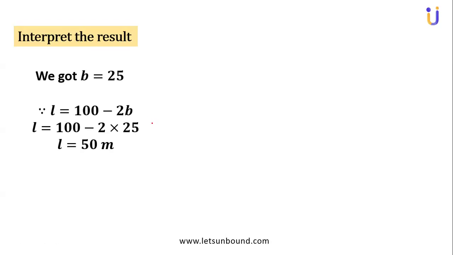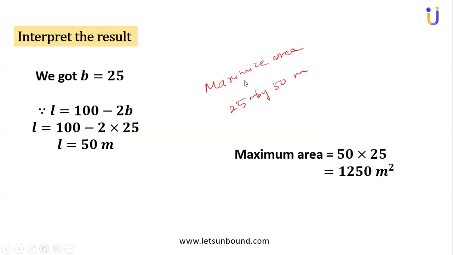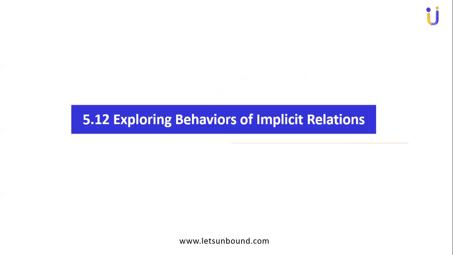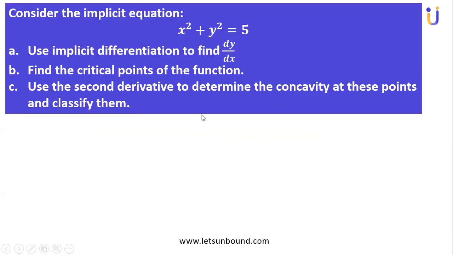Now let's interpret the result. We got b is 25. Let's calculate l also. So to maximize area, the dimensions have to be 25 by 50 meters. Right? And what is the maximum area? Just plug in and find it. That's simple.